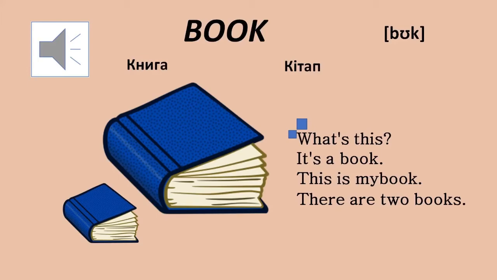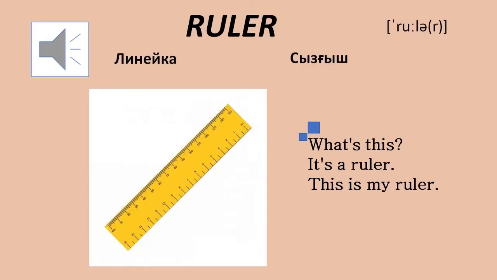The next word, book. Book. Книга, кітап. For example, what's this? It's a book. Бұл не? Бұл кітап. This is my book. Бұл менің кітабым. There are two books. Екі кітап бар.